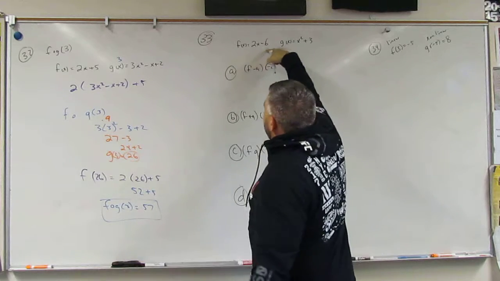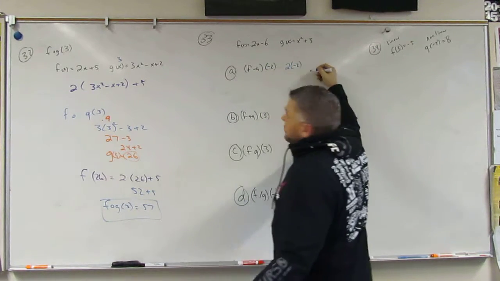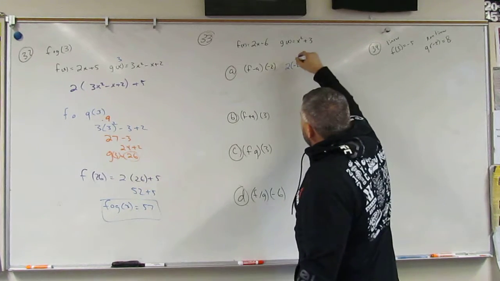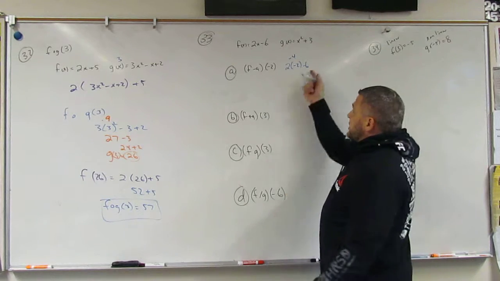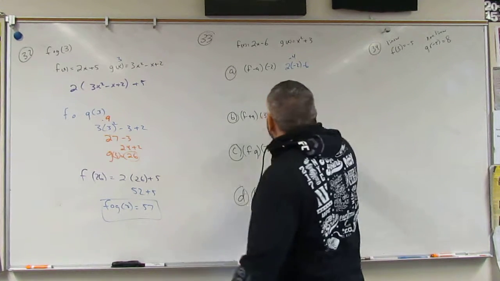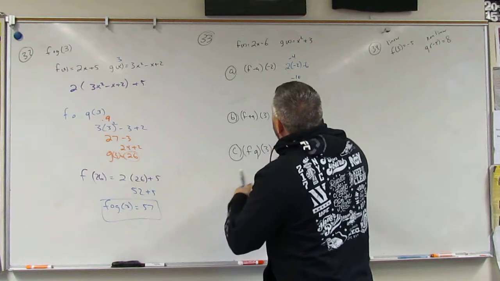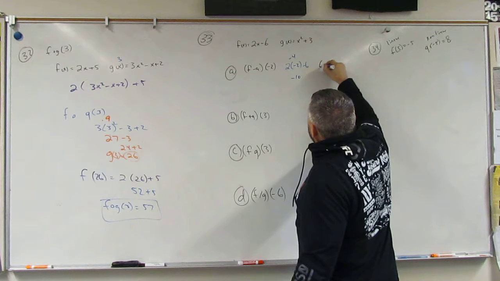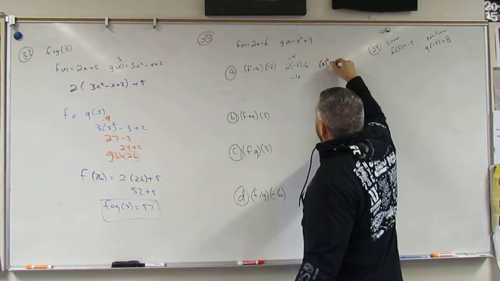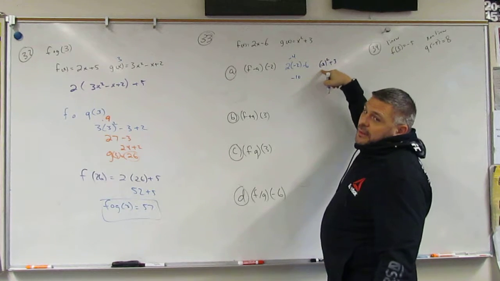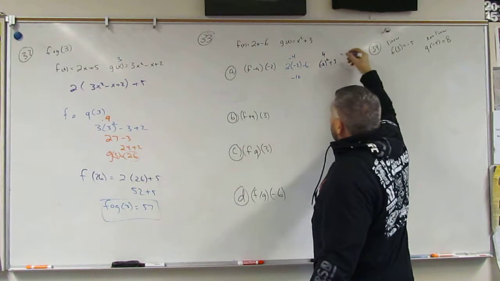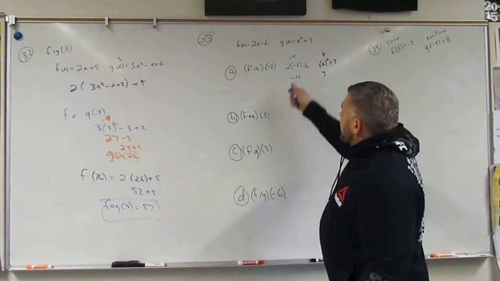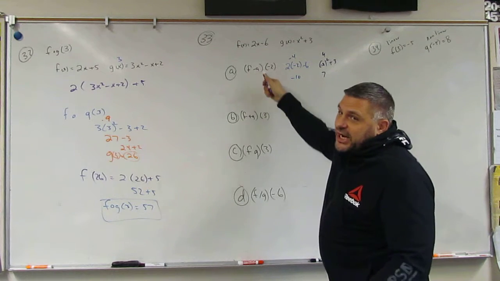Good. So F of negative 2, that's 2 times negative 2 minus 6. What's 2 times negative 2? Negative 4. What's negative 4 minus 6? Negative 10. Okay, but then if I want to think about the G, I plug in negative 2 here, so I got negative 2 squared plus 3. What's negative 2 squared? 4. And then what's 4 plus 3? 7.